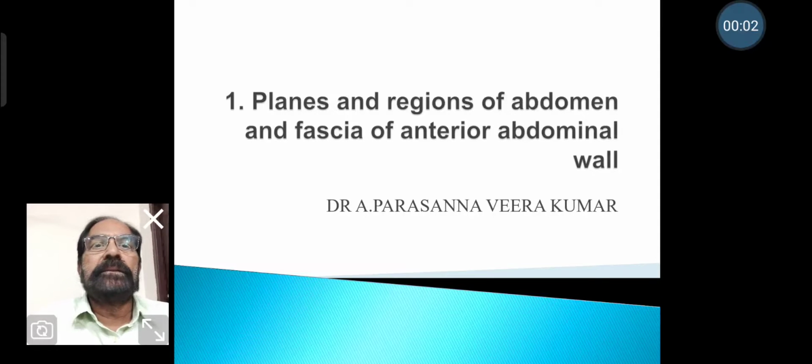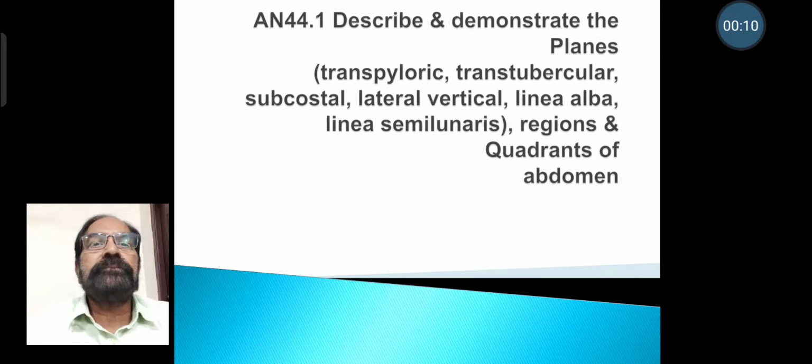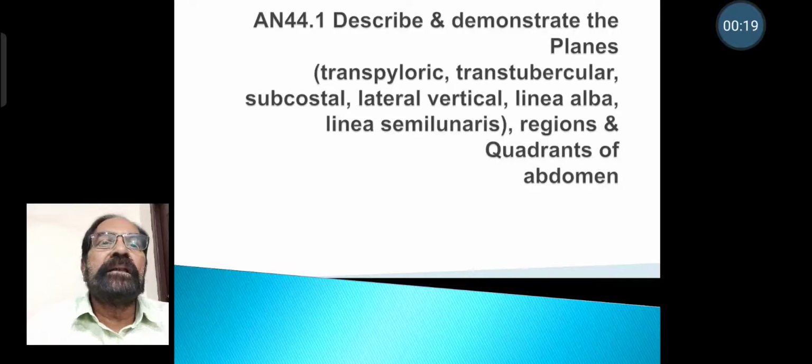Planes and regions of abdomen and the fascia of anterior abdominal wall. So in this we will be discussing the competency, that is transpyloric plane, transtubercular plane and regions of the quadrants of the abdomen.